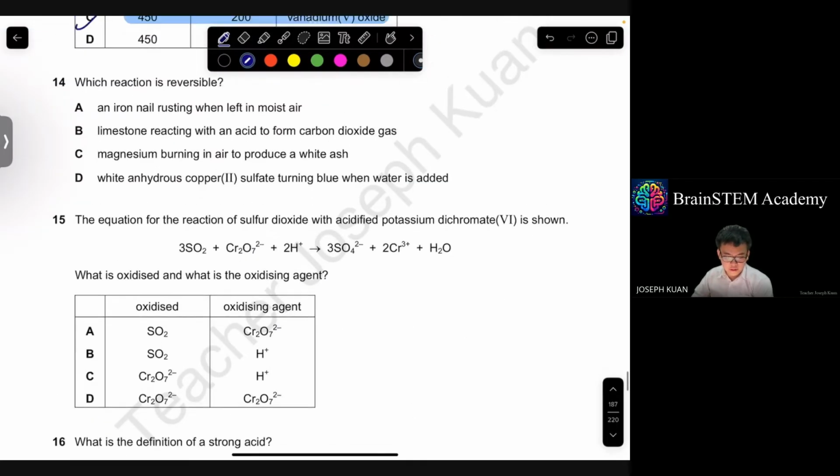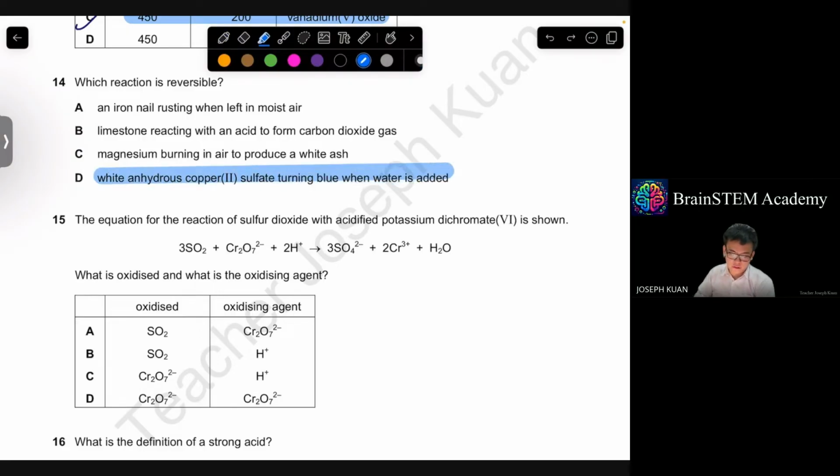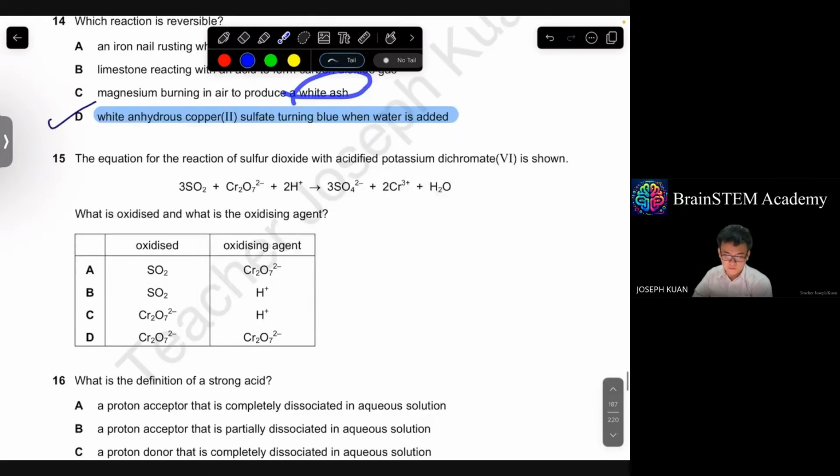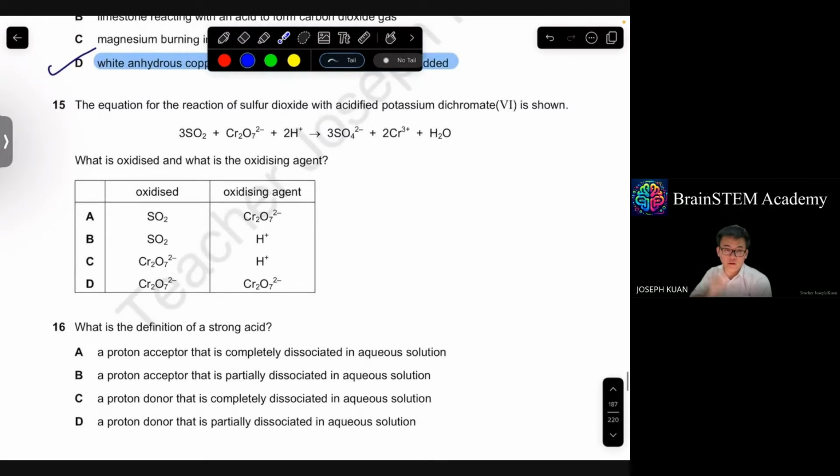Move on. Which reaction is reversible? Now, your hydrated and anhydrous salts. So D. Rusting is not reversible. This one is also not reversible, carbonate reacting with acid. It's not reversible. And then magnesium burning in air to form magnesium oxide is also not reversible. D is the reversible one.